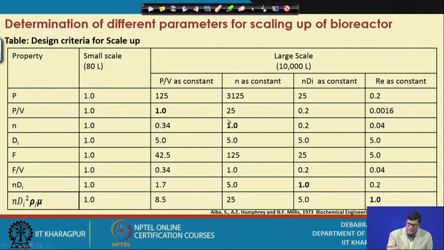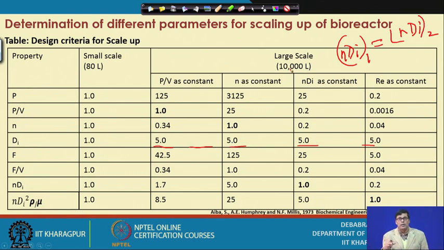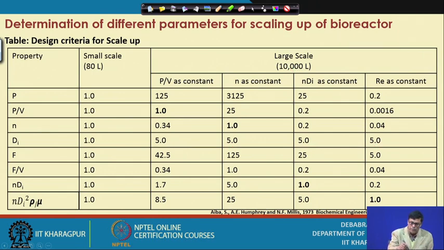So the next case is that N1 equal to N2, and the second case is N DI1 is equal to N DI2. Now one thing I want to stress here is that the DI2 value in all cases should be the same, because the scale is the same, so we assume the geometrical configuration remains almost constant.